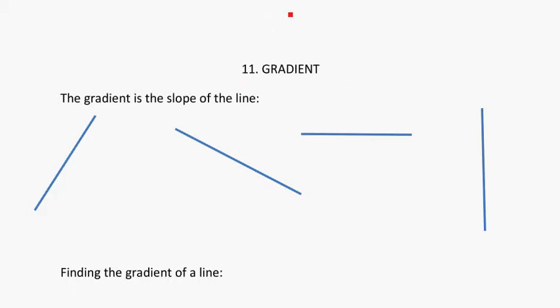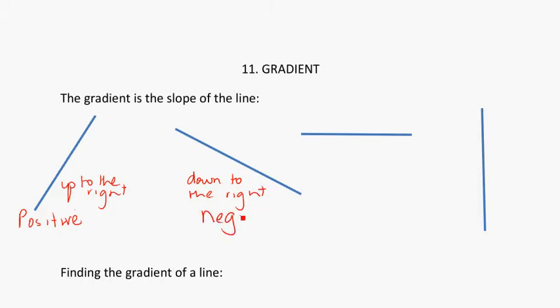Okay, before we carry on to do more graphing with equations, we need to see what we mean by the gradient of a line. So the gradient is the slope of the line. The steeper the slope, the higher the gradient. If the line goes up to the right, it is a positive gradient. If the line goes down to the right, it's a negative gradient.